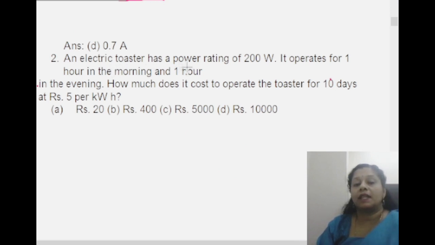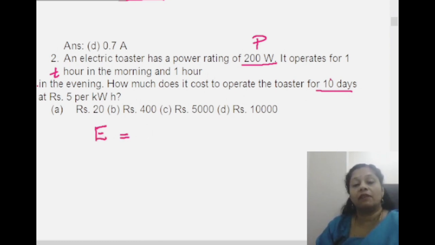An electric toaster has a power rating of 200 watts, that is power, and operates for 1 hour in the morning and 1 hour in the evening. So time is given. How much does it cost to operate the toaster for 10 days at ₹5 per kilowatt hour? These type of questions are very common. So in such questions we are supposed to find out energy.